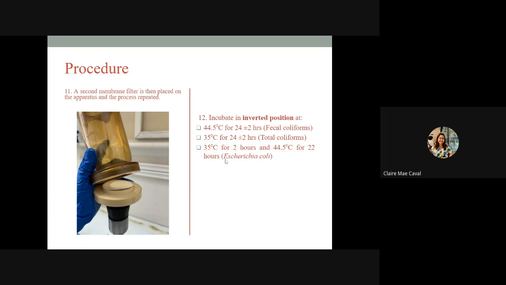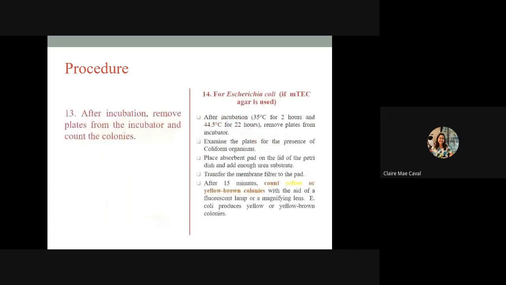So, again, E. coli is a fecal coliform, so it needs a higher temperature requirement: 44.5 for 22 hours. After incubation, that's the time you remove the plates from the incubator and then you count the colonies.